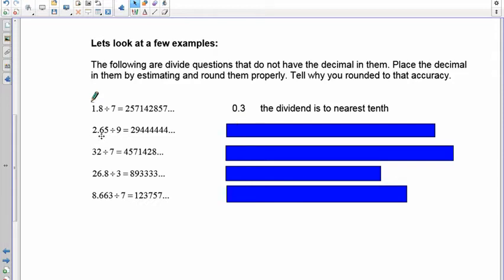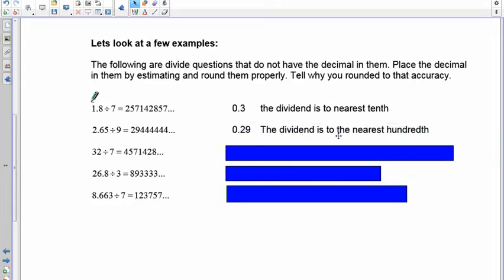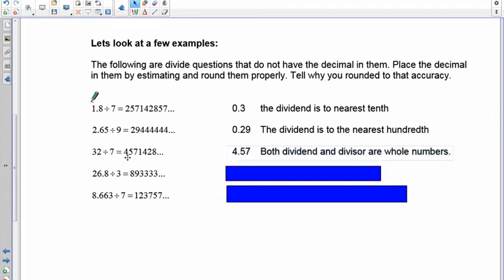This one, my dividend is the nearest hundredth. So 2.65, that would be 0.29 because the 4 does not cause the 9 to increase. So your answer is 0.29, and the reason is the dividend is the nearest hundredth. Now, 32 divided by 7, that's going to be 4.5714, but when you round it, you're going to get 4.57. The reason for that is these are whole numbers. Because they're whole numbers, you go to 2 decimal places.